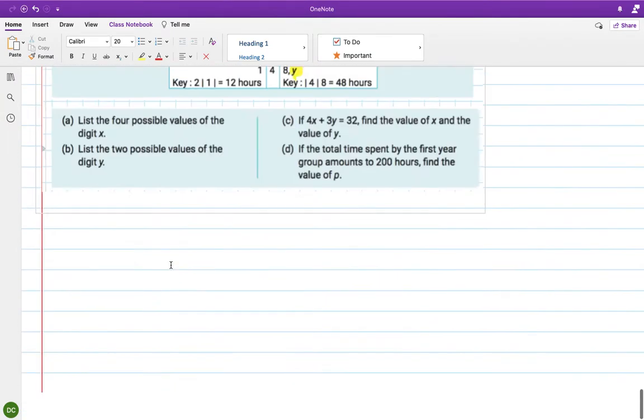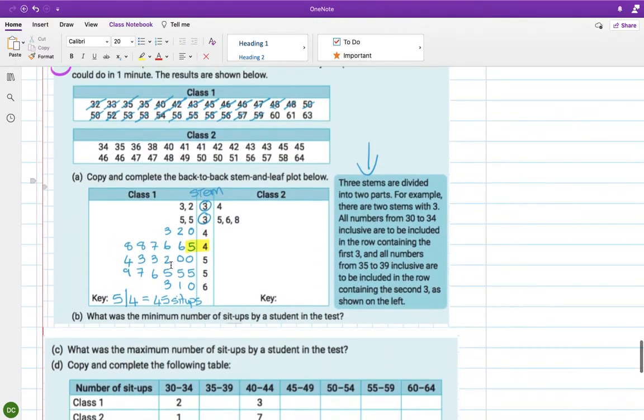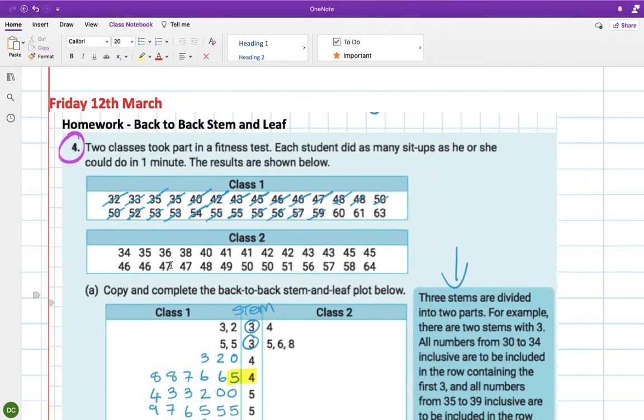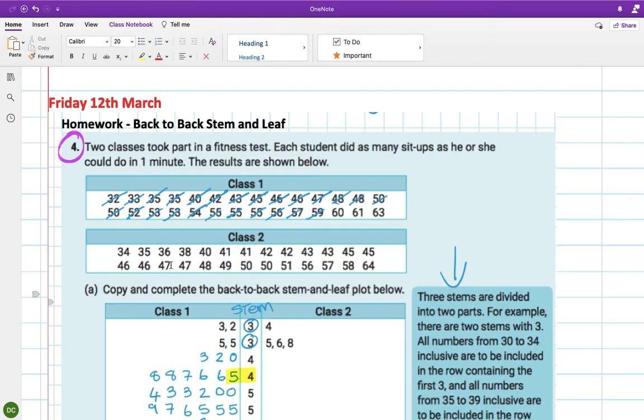I am going to start by going through the homework. Now, I had started this in class on Friday. Here we go. Sorry, this hasn't synced to my iPad for some reason. Just give me a sec. So I'm going to finish this. I had done the left-hand side, so class 1 of the stem and leaf. I just hadn't done class 2, so that's where I'm going to pick it up.